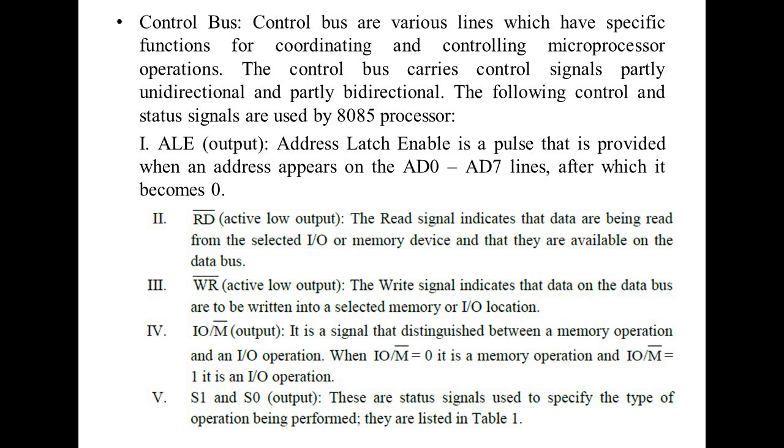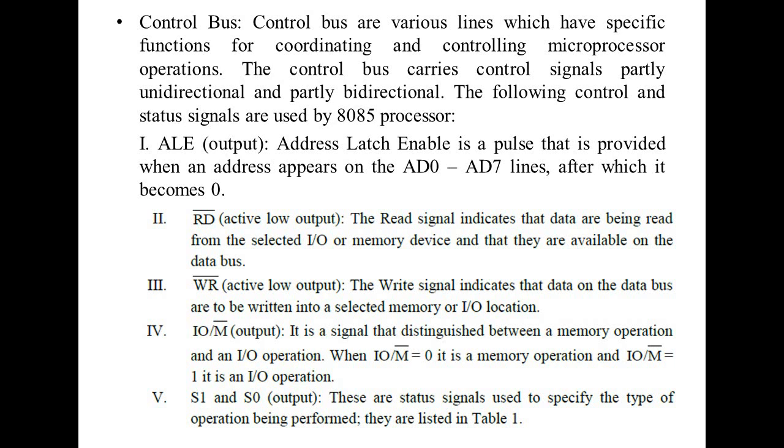Read bar and write bar are the active low read and active low write signals. It may be a memory or I/O read operation, or it may be a memory or I/O write operation. IO/M bar is used to distinguish between memory and I/O operation. If this signal is low, it indicates a memory operation. If it is high, it indicates an I/O operation.